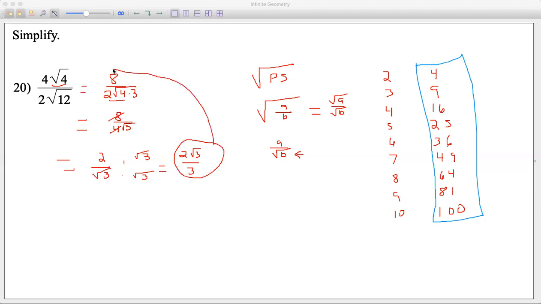And you can argue whether or not that looks simpler or not. I'll let you be the judge of that particular one. So final answer, 2 root 3 over 3. By the way, I'm showing you the answer here. Make sure you are, in fact, checking your answers.